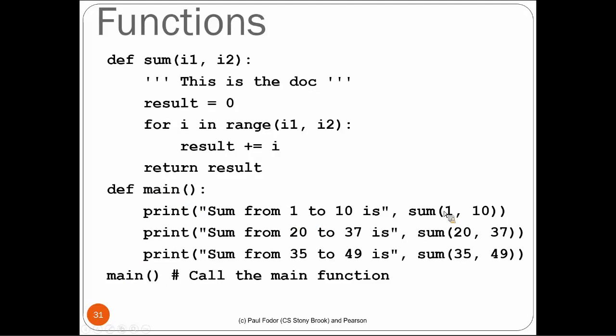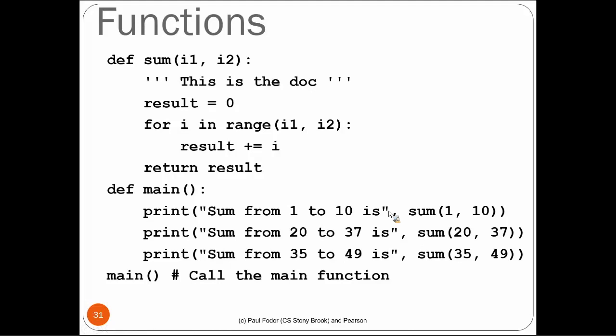In the main method, we print multiple sums. The sums of the numbers from 1 to 10, from 20 to 37, from 35 to 49, and they are all computed by invoking the function sum for those specific values. So let's again do this experiment. We are going to edit it with IDLE.